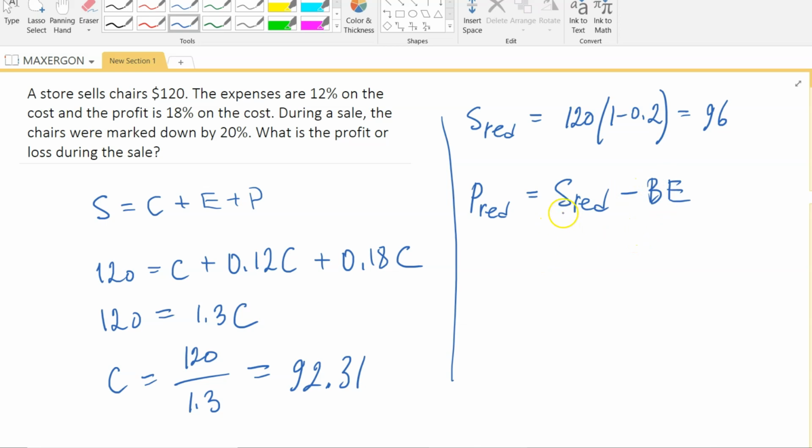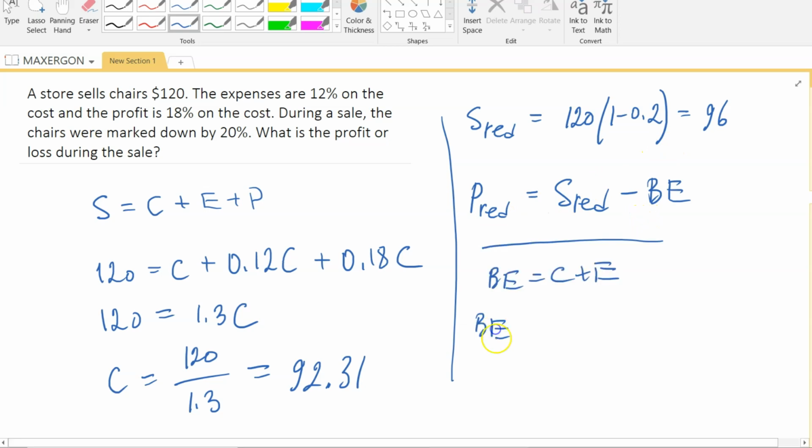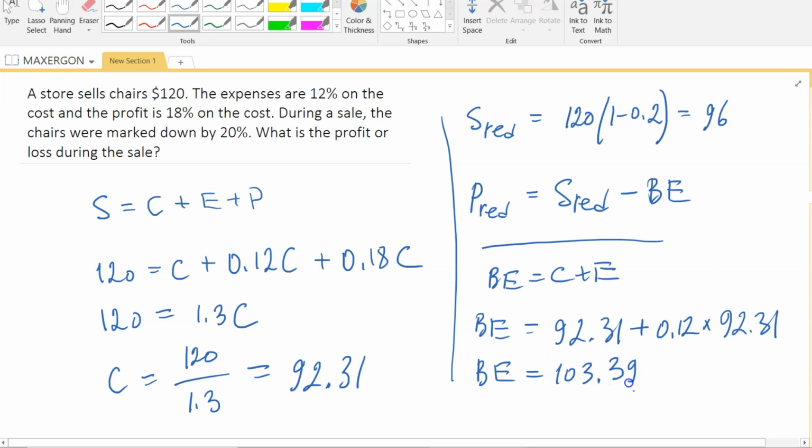We already know the selling price reduced. What is the break-even price? Break-even price is cost, which we already found. It's $92.31. And plus expense. Expense we know is 12% on cost. So 0.12 times 92.31. This results in the break-even price, which is equal to $103.39 rounded to 2 decimals.